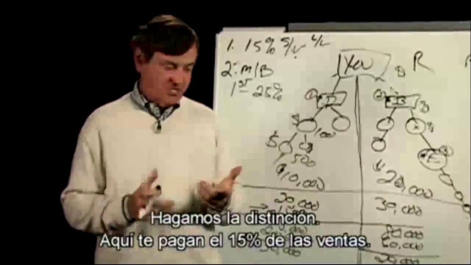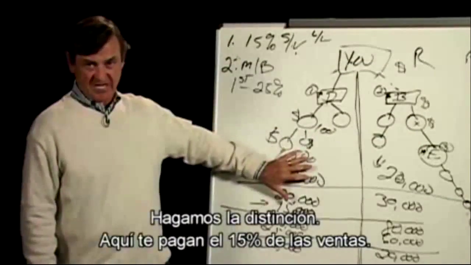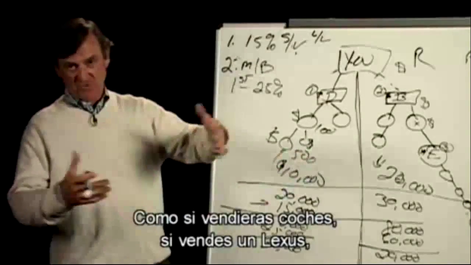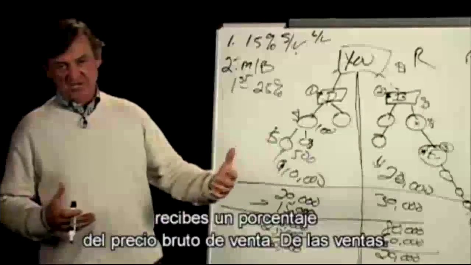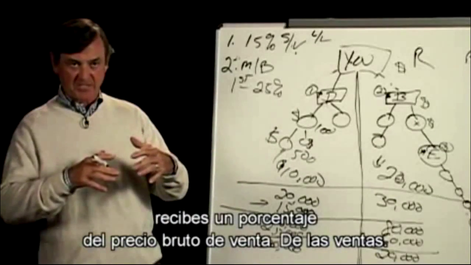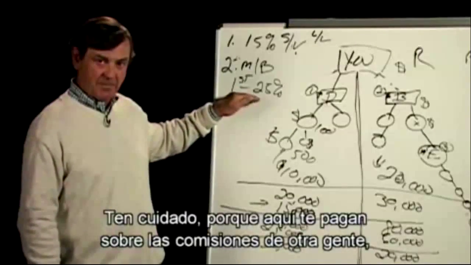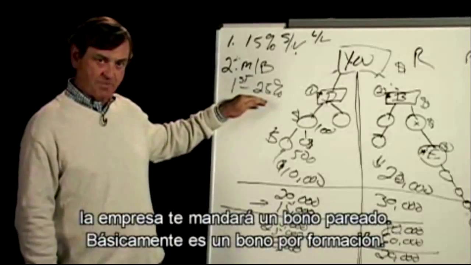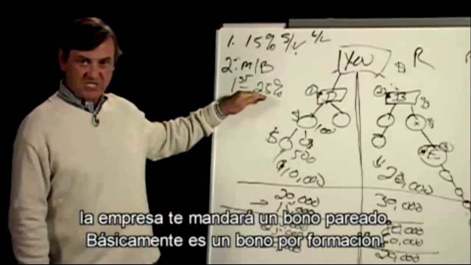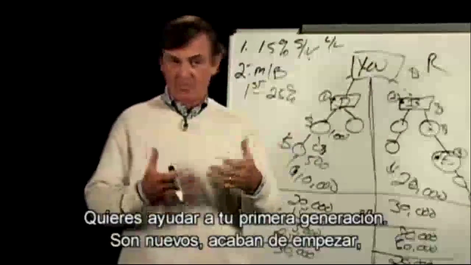Now, let me make the distinction. Here, you got paid 15% of sales, right? Just like if you're selling automobiles, if you sell a new Lexus, you get whatever the percentage is, you get paid on the gross sales price, on sales. Be careful, because here you're getting paid on commissions of other people. The company sends you a matching bonus. So it's basically a built-in training bonus.